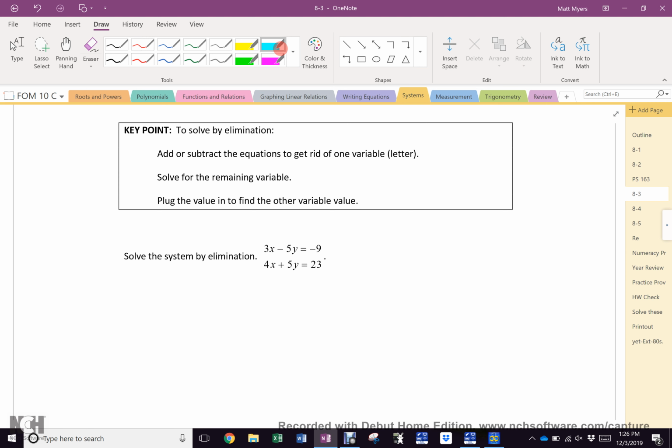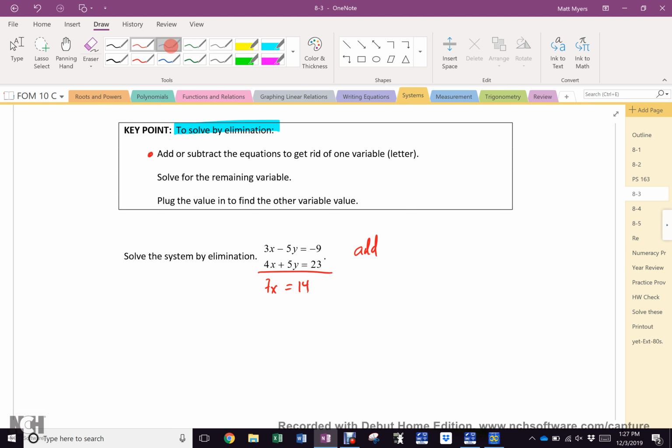So, let us move along to solving by elimination. The first thing we're going to do in red is add or subtract the equations to get rid of one letter. If I add these equations, 3 plus 4, does that disappear? No. Negative 5 plus 5, does that disappear? Yes. So we are going to add them. What is 3 plus 4? 7x. This disappears, right? Equals what's negative 9 plus 23?